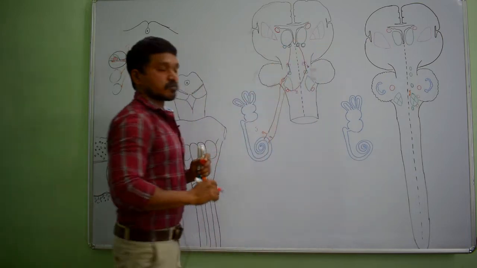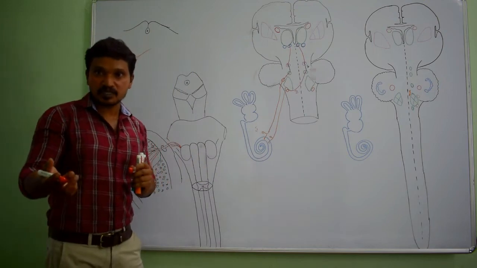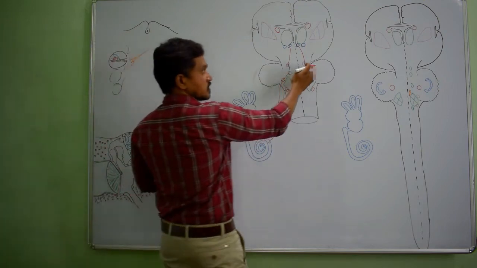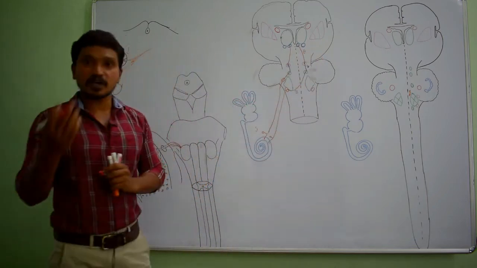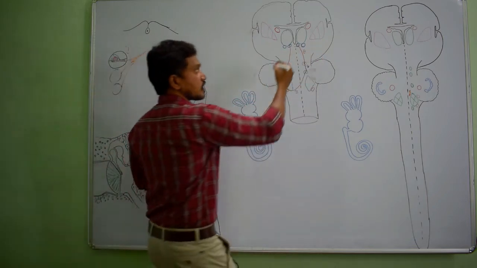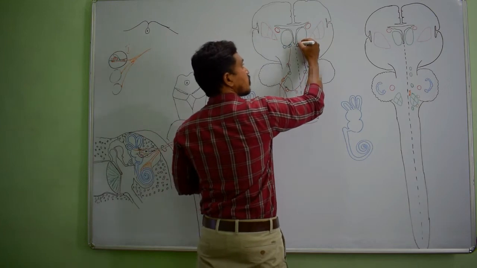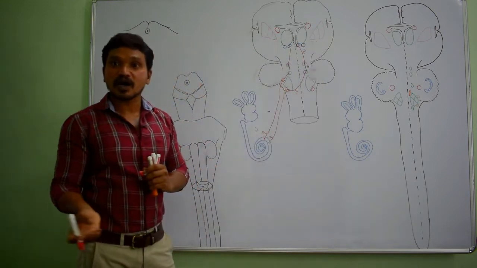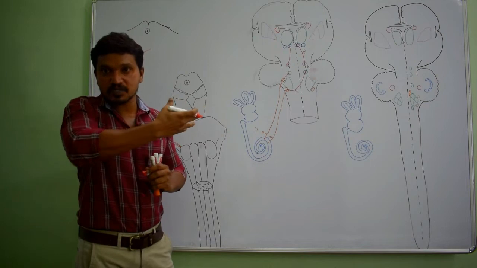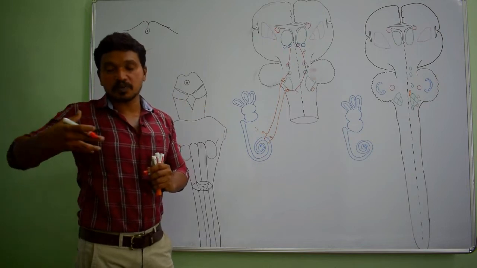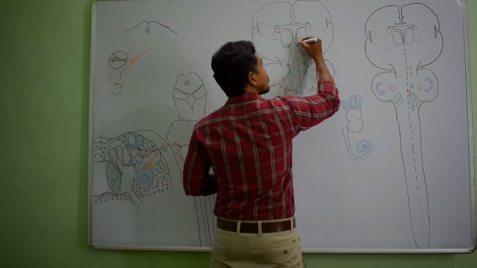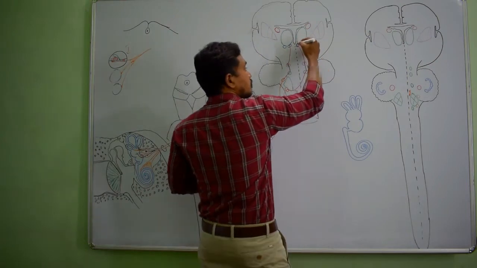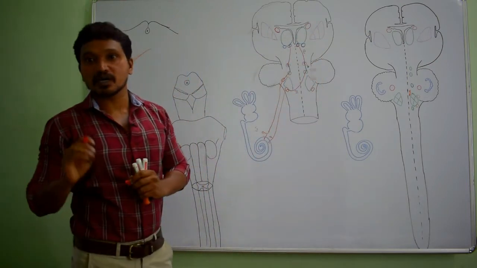From the medial geniculate body, other neurons will start. That means which order now? This is third, here is fourth order neuron. Next, fifth order neurons. These fifth order neurons from the medial geniculate body form the auditory radiation. They form bundles of fibers, and those bundles of fibers we call auditory radiation. That auditory radiation passes through the sublentiform part of internal capsule.